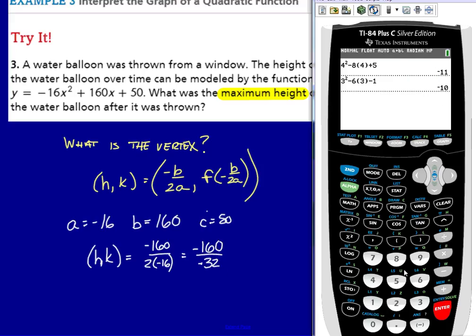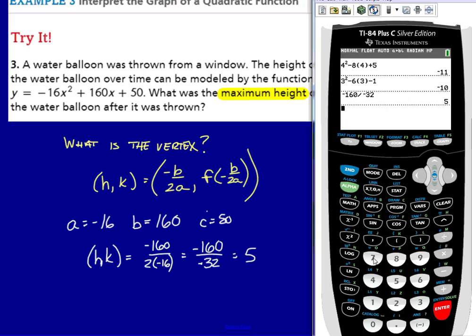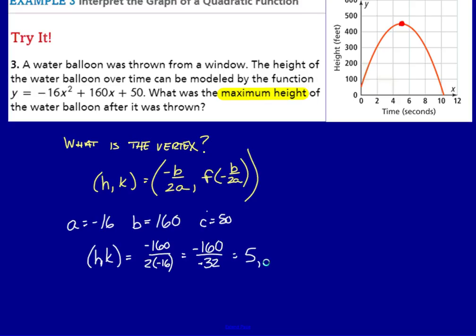So in your calculator, you can do that. Negative 160 divided by negative 32. Get 5. Then you plug that in. F of 5 is going to be negative 16 times 5 squared, plus 160 times 5 plus 50. Notice how I'm using my parentheses. It's very important. You get 450. So this is your vertex.